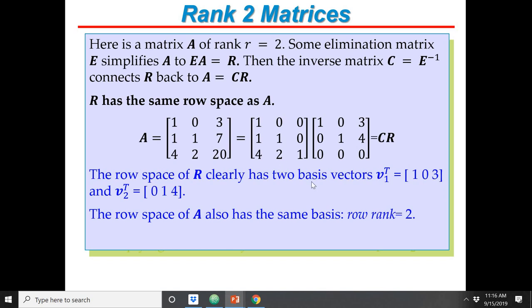And you may say, is that a coincidence? Why is that the case? No, it's not a coincidence. This is a general result. Notice we have identified our 2 by 2 identity matrix as part of the elimination process. So if you multiply the C matrix by the first column, the first column of the product has to be the first column of the matrix A. So it's 1, 1, 4.